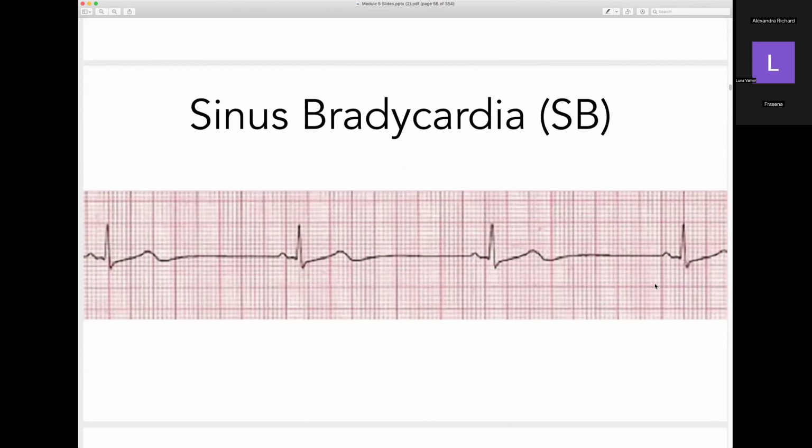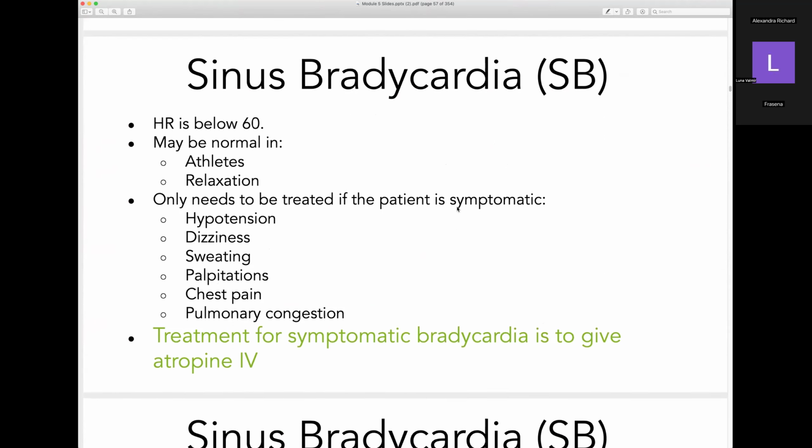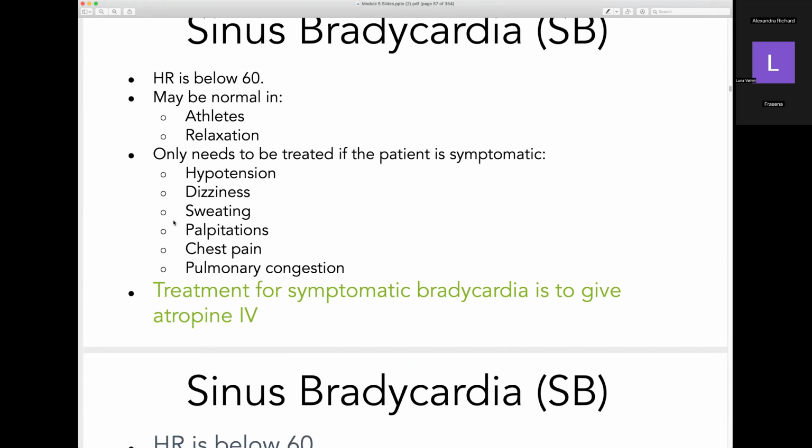Then we looked at sinus bradycardia last class. So there is a P wave in front of every QRS. The QRSs are the same distance apart every time. We counted the QRSs 1, 2, 3, 4. The heart rate is 40. This is sinus bradycardia. And we talked about how you only have to treat sinus bradycardia if it is symptomatic. And we learned that the first line drug of choice for the treatment of symptomatic bradycardia is atropine IV push.